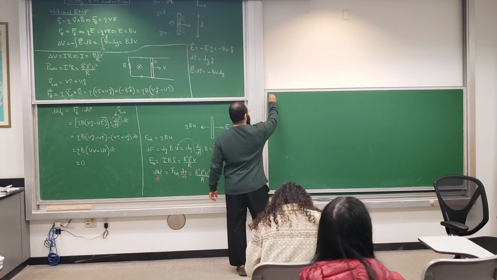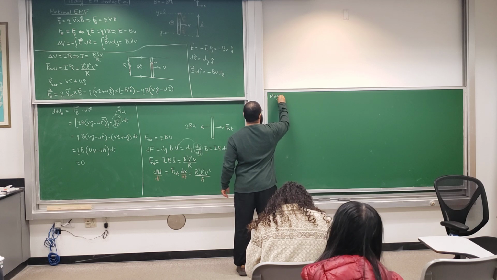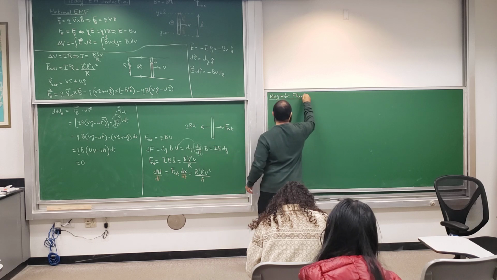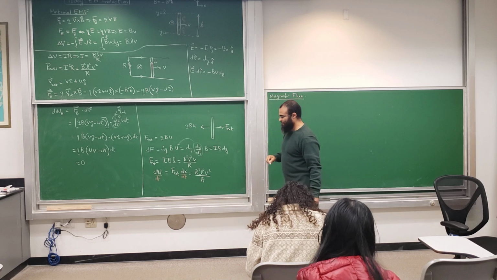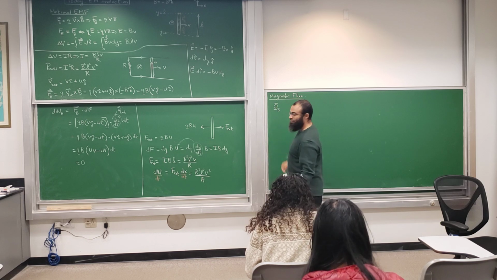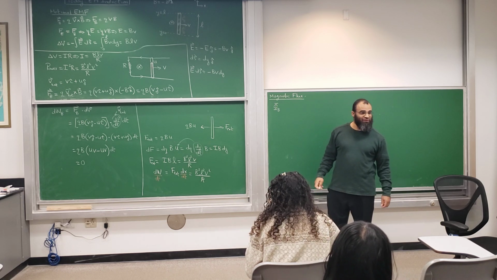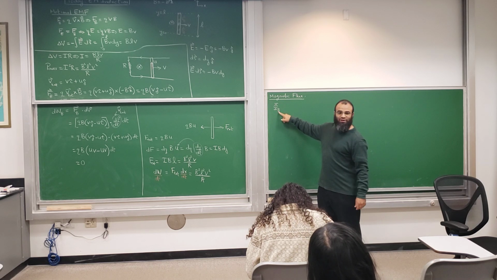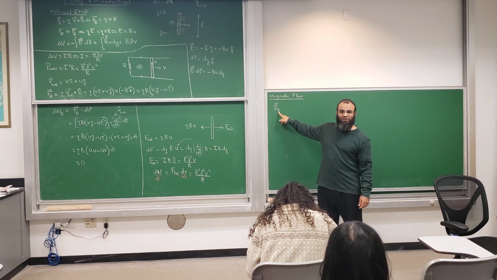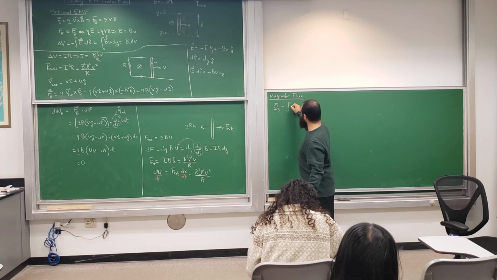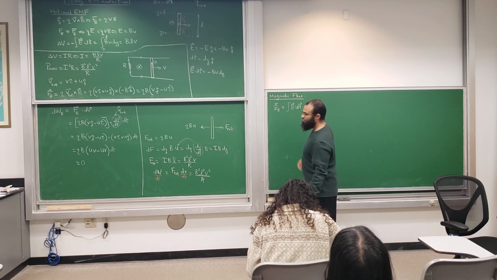So, magnetic flux. It has the symbol Phi_B. I would use capital Phi, but here we have to be careful. We have to distinguish electric flux from magnetic flux, right? Here we're talking about magnetic flux. In general, it has this definition: B dot dA, like so.